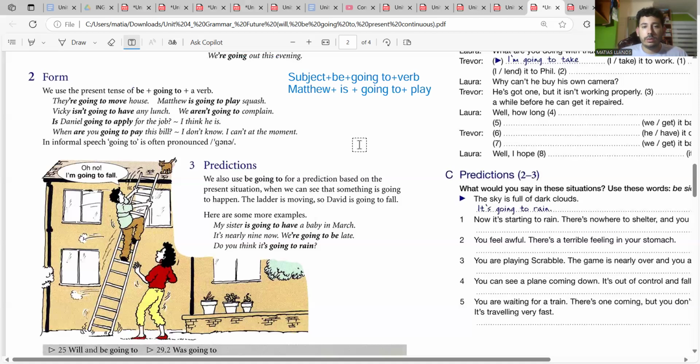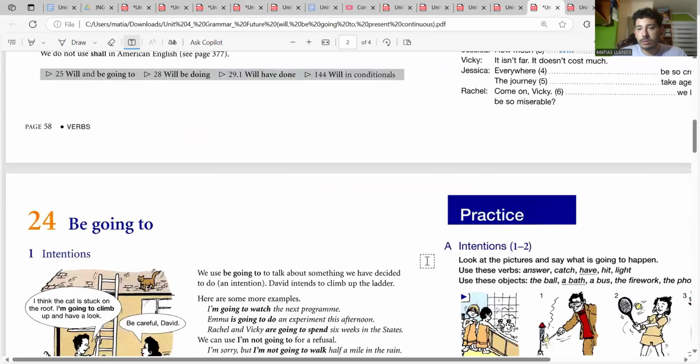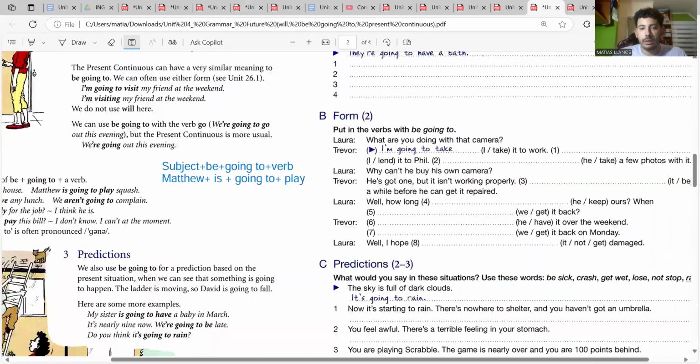And we also can use "be going to" for a prediction based on a present situation, when we can see that something is going to happen. Normally it gives you some context to know that "be going to" is used. For example, the ladder is moving, so David is going to fall. My sister is going to have a baby in March. It's nearly 9 now. We're going to be late. Do you think it is going to rain? So there are predictions based on things that are happening. That's why you can use it.